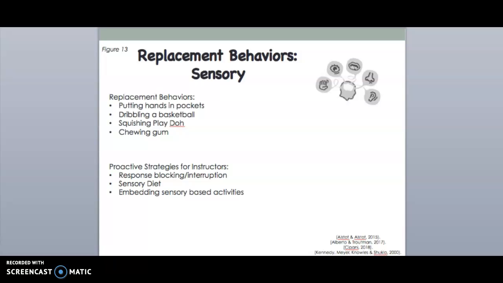Examples of replacement behaviors that could be implemented to address sensory-based behaviors could include putting hands in pockets rather than hand flapping, dribbling a basketball instead of flicking fingers, squishing Play-Doh instead of pinching, and chewing gum instead of eating non-edibles. Examples of proactive strategies that instructors could implement to address sensory-based behaviors could include response blocking, incorporating a pre-scheduled sensory diet, and implementing movement breaks.